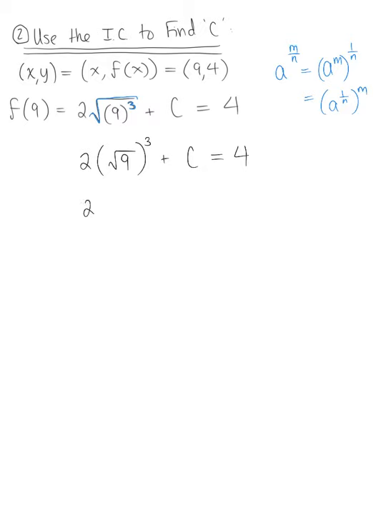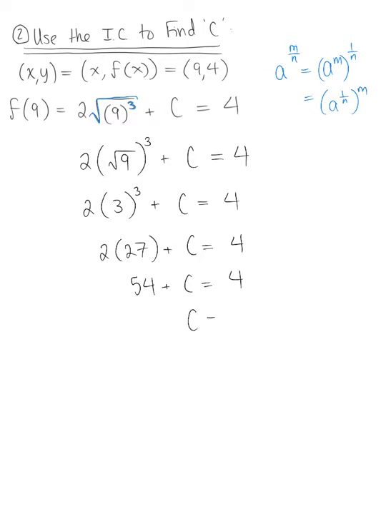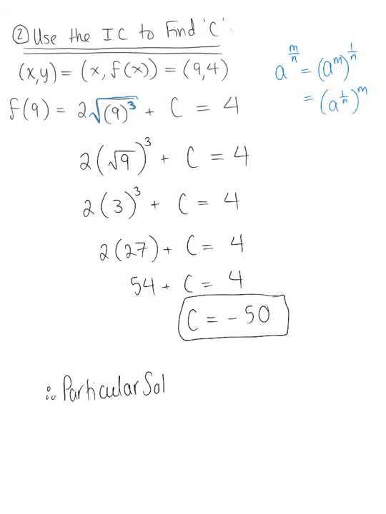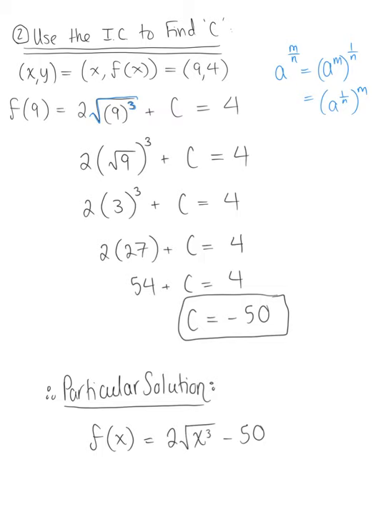And we did this so that we can take the square root of 9 first, which leaves us with 3. So now I have 3 cubed plus c is equal to 4. So we have 2 times 27 plus c is equal to 4, or 54 plus c equals 4, which leaves us with c is equal to negative 50. So we have that particular arbitrary constant c, and we can say, therefore, the particular solution of the curve is now officially defined as f of x is equal to 2 times the square root of x cubed minus 50. And this is our beautiful final answer.